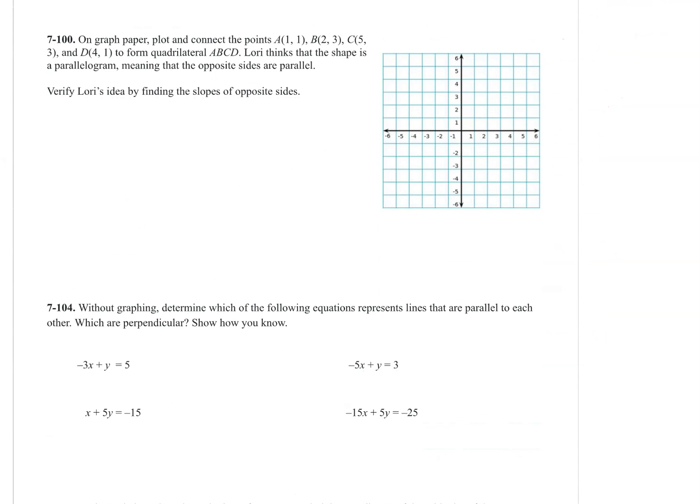Alright, 7-100. Let's graph these points. A is (1, 1). B is (2, 3). C is (5, 3). And D is (4, 1). Alright, let's form the quadrilateral ABCD.